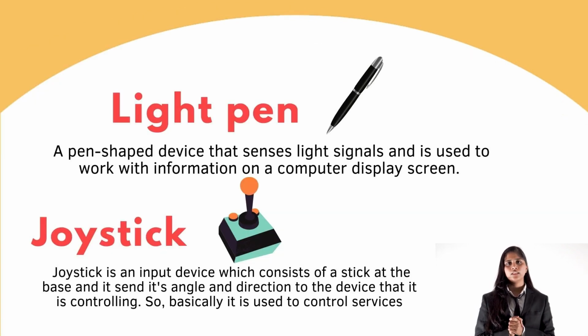Now coming to the light pen, that is another example of an input device. A light pen is a pen-shaped device which senses light and signals, which are used to work with information on a computer display screen. Coming to the next example, that is joystick. A joystick is an input device which consists of a stick at the base, and it sends its angles and direction to the device that it is controlling. So basically it is used to control services.